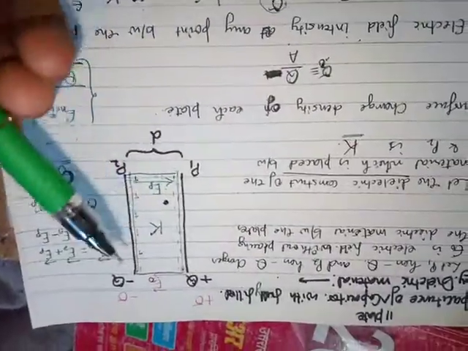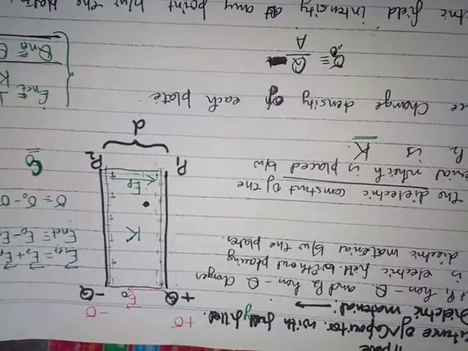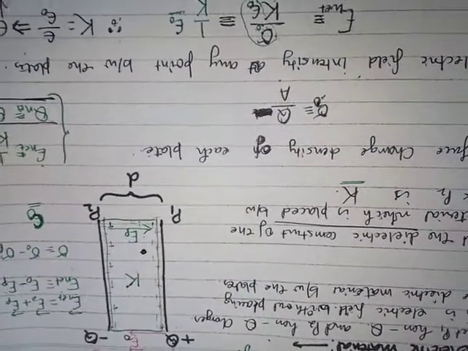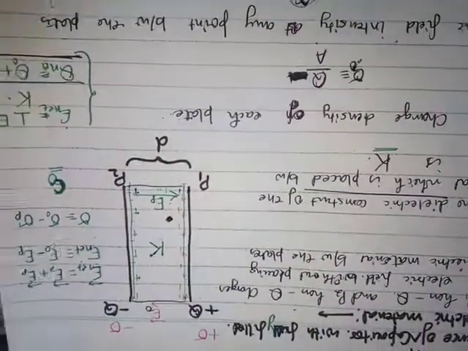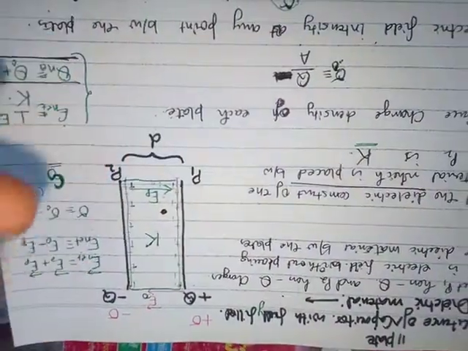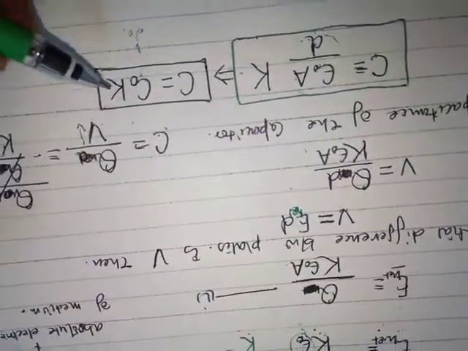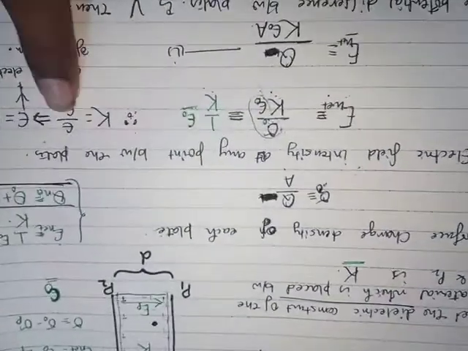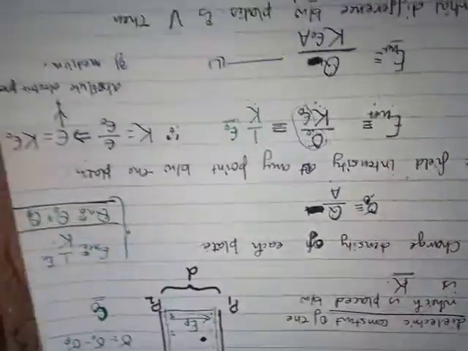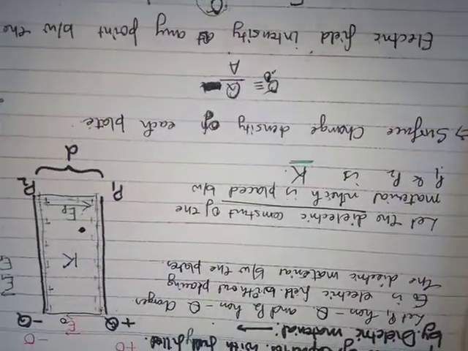So this is the benefit of the dielectric materials, why we place the dielectric material into the parallel plate capacitor. This is the advantage, because the capacitance of the capacitor is increased by the factor of kappa. About kappa we already discussed very clearly in your classes.